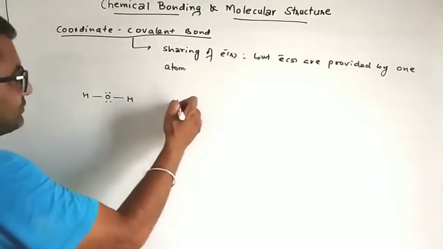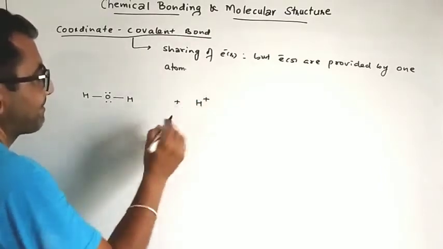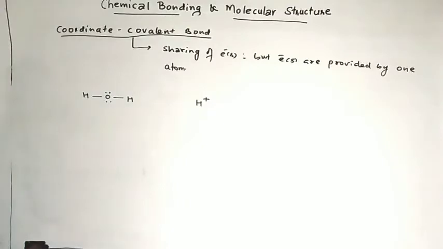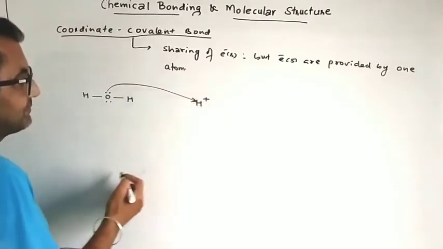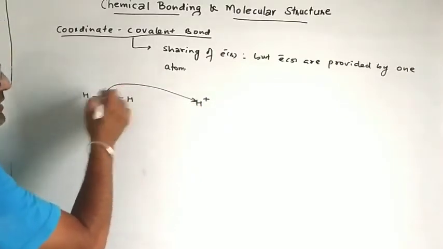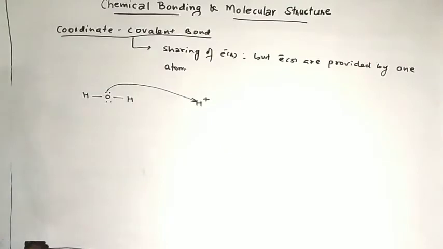It comes close to H positive. H positive has no electron. So what will the water do? It donates its pair of electrons. It is not a transfer of electrons, it's just sharing its pair of electrons between the O and H to form a new covalent bond.